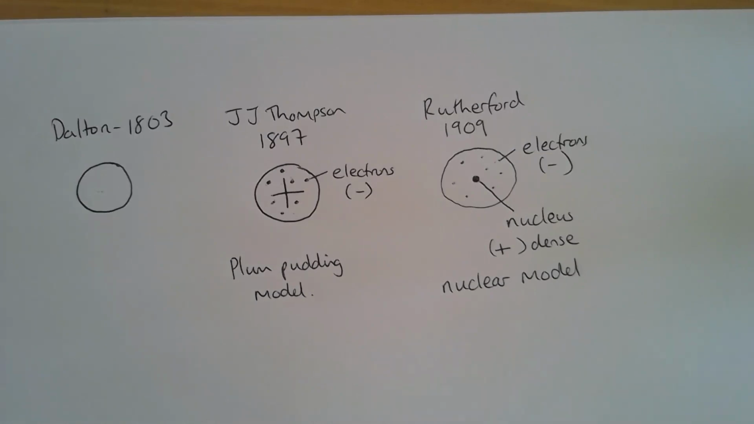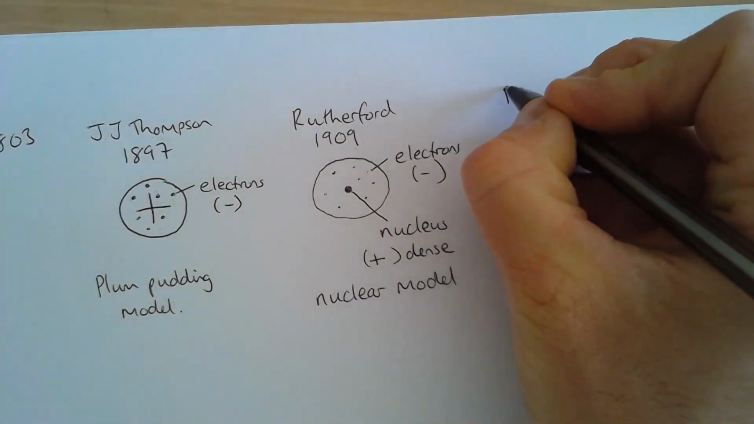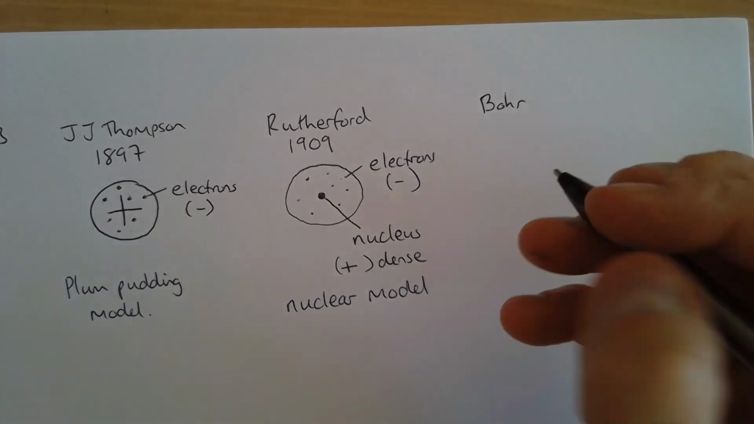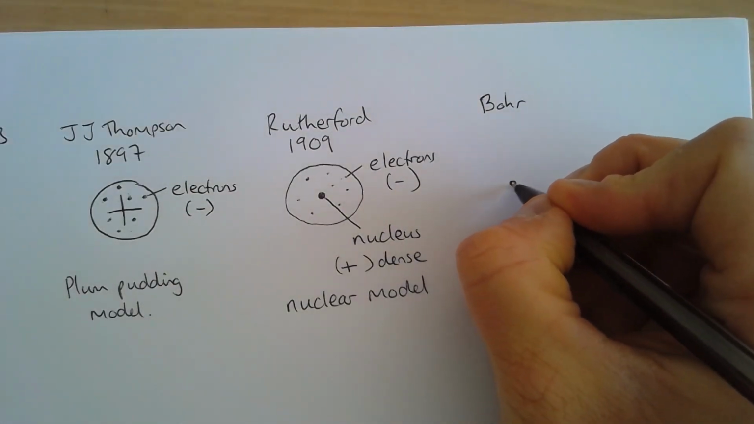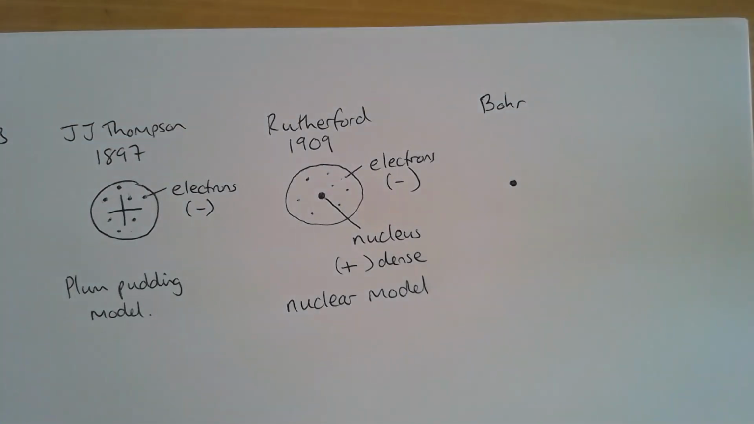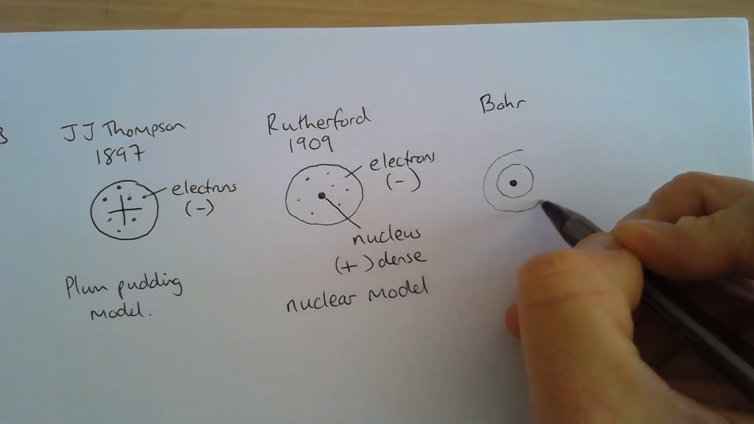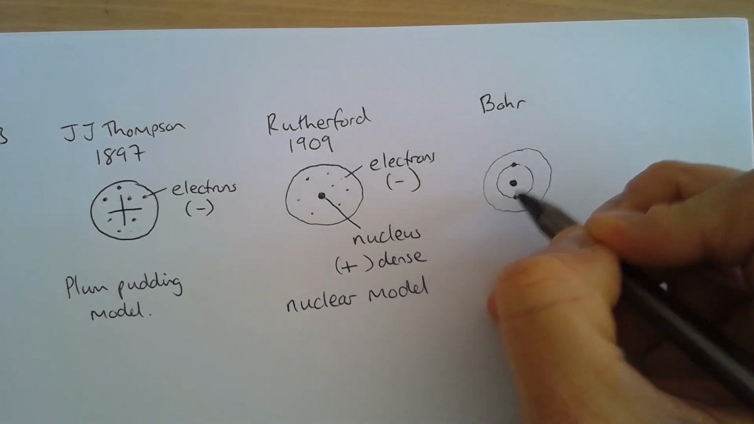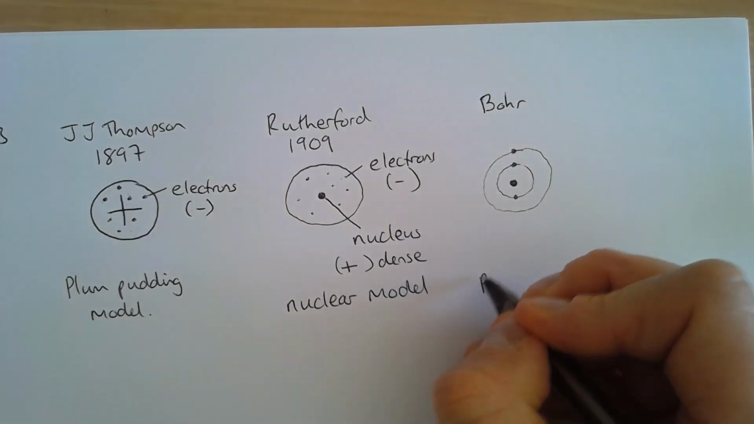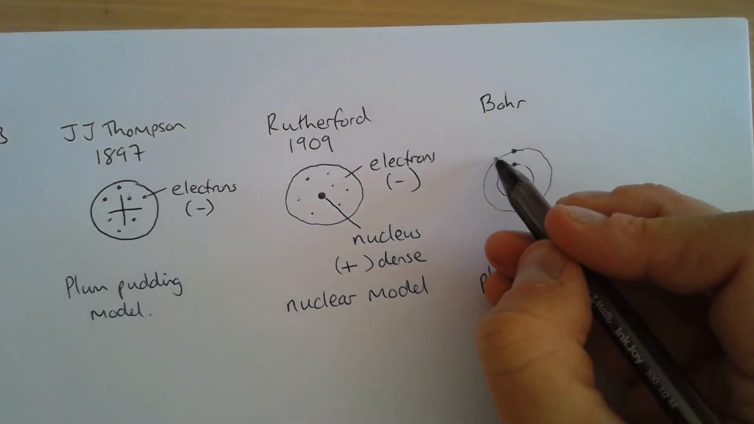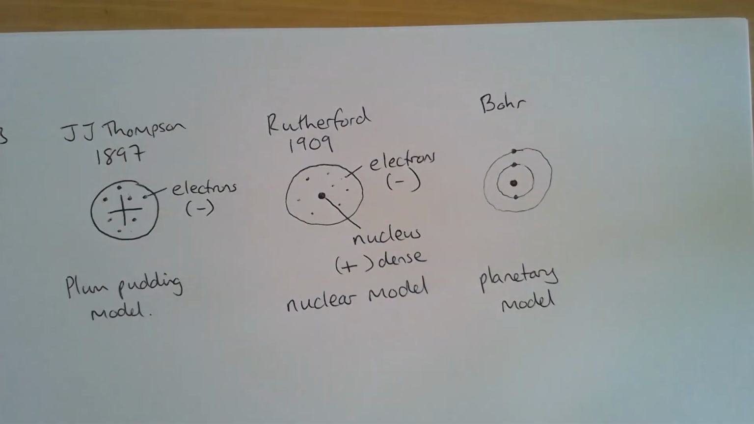We then have a scientist, Niels Bohr, who was working in the 1920s, and he came up with this planetary model of the atom. So we still have a small positively charged dense nucleus, and in fact the electrons are orbiting the nucleus, so that's why it's the planetary orbital model. So these electrons are orbiting the nucleus in shells.